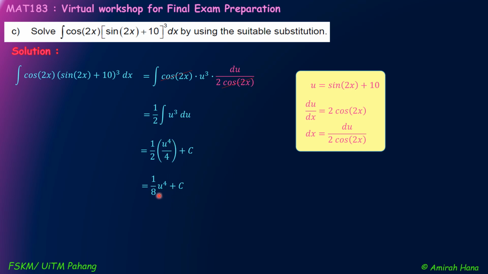After that, we replace back our u equals sin 2x plus 10. So we get 1 over 8, bracket sin 2x plus 10, this is our u, to the power of 4 plus c. Okay, this is the final answer for this question. Right? Got it?